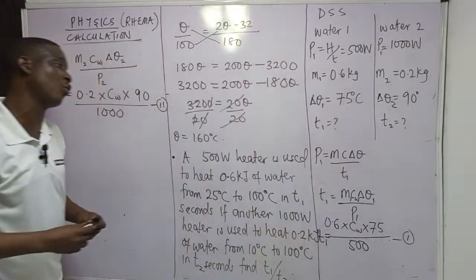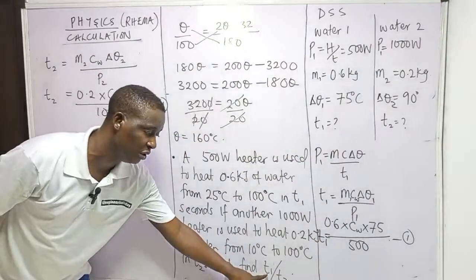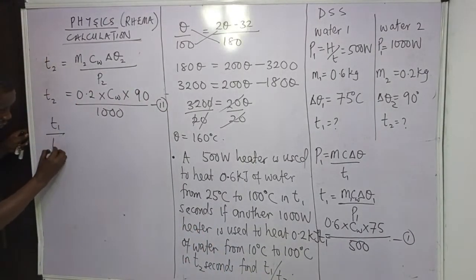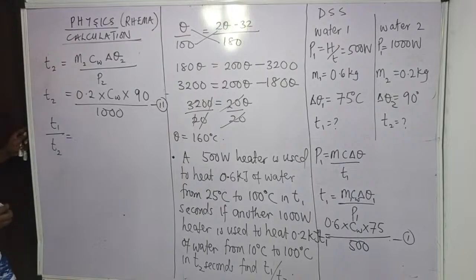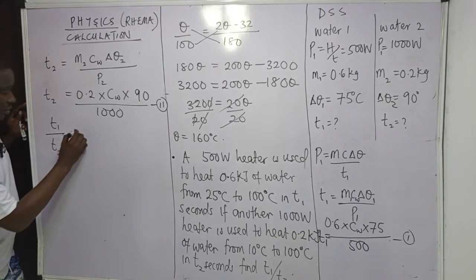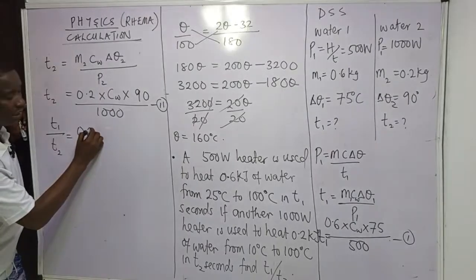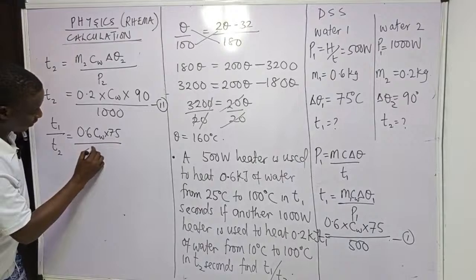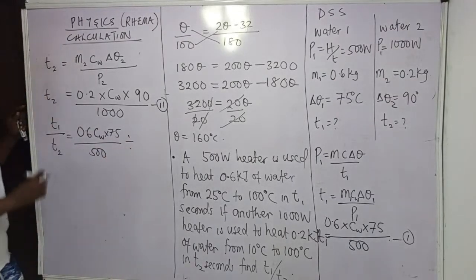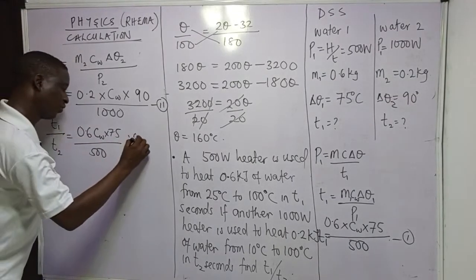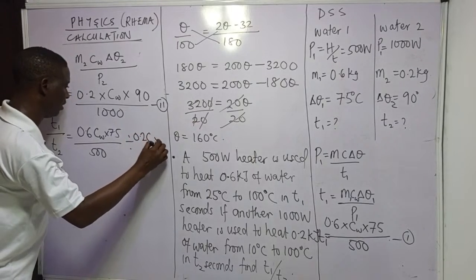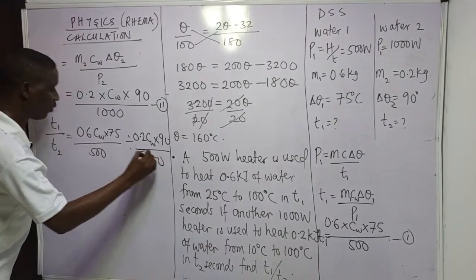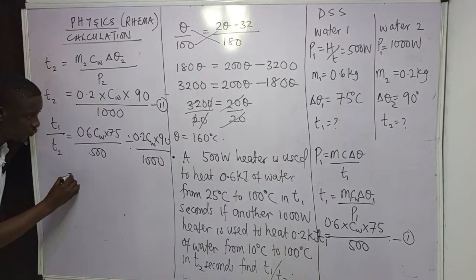But that's not what they asked us to do. They say look for T1 divided by T2. So what do we have now, class? T1 is 0.6 CW times 75 divided by 500. T2 is equal to 0.2 CW times 90 over 1000. Now, what we're going to do is to collect, remove the division and turn it into multiplication.